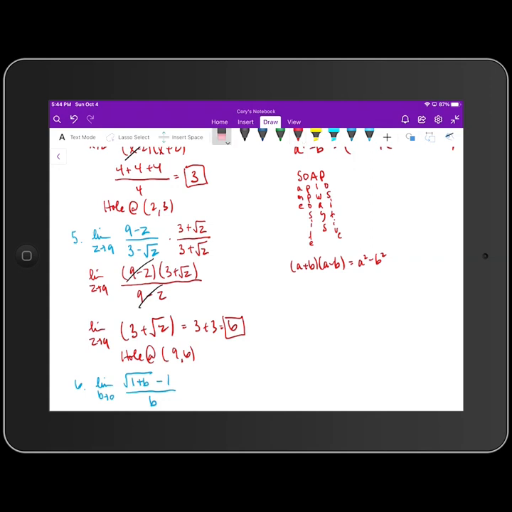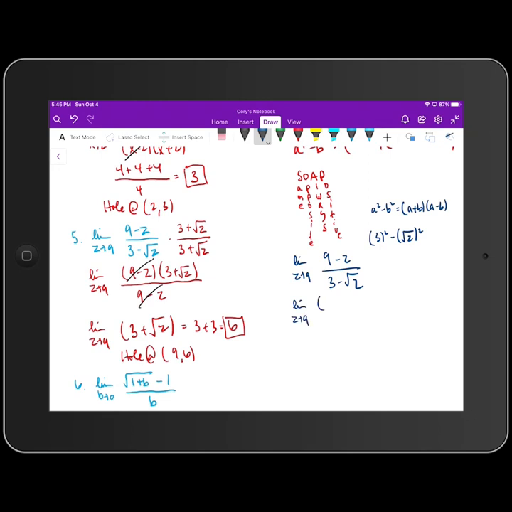Okay, but as I mentioned before, that's not the only way to do this problem. Believe it or not, you can actually factor this as well. Because when you look at that numerator 9 minus z, you can write that as the difference of two squares. It is 3 squared minus rad z squared. So again, that's of the form a squared minus b squared, which factors to a plus b times a minus b.